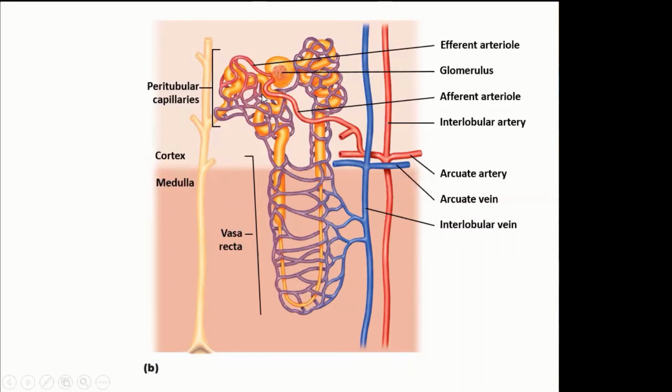Because we're talking about filtration and reabsorption and secretion, we're going to be talking about what solutes and what fluid is crossing from these tubules into the blood or back at any given point in this nephron.